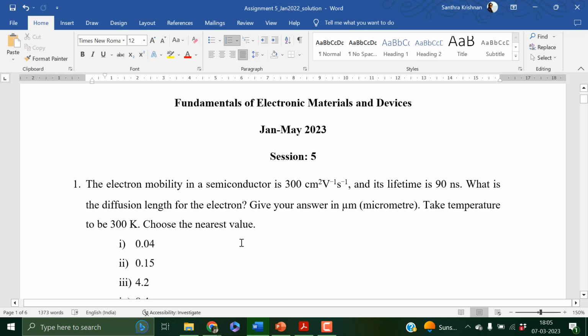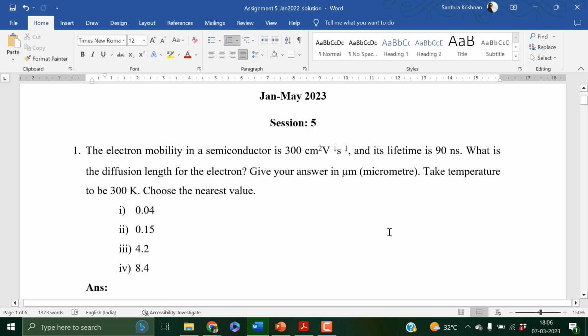So first question is, the electron mobility in a semiconductor is given as 300 centimeter square per volt per second, and its lifetime is 790 nanoseconds. What is the diffusion length for the electron? You have to give your answer in microns. Take the temperature to be 300 Kelvin. Choose the nearest value from these given options. So basically you need two equations. Can you tell me what those two equations are first?